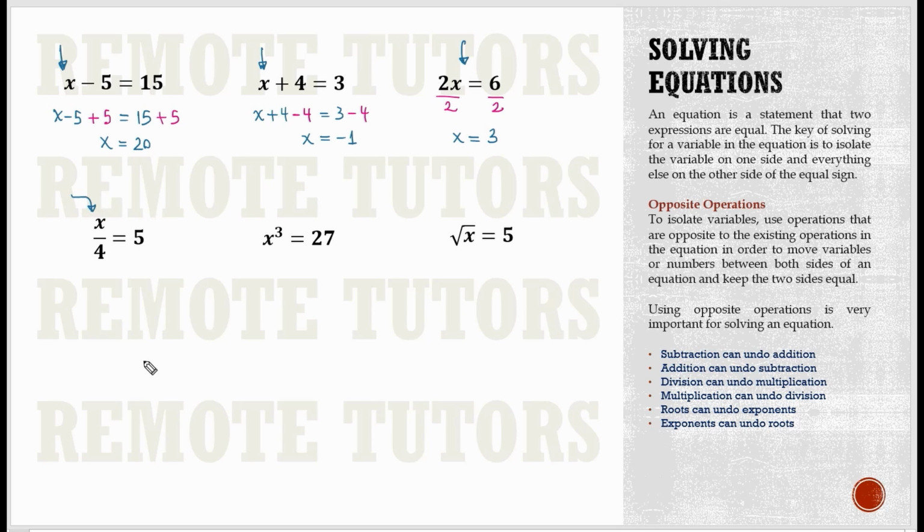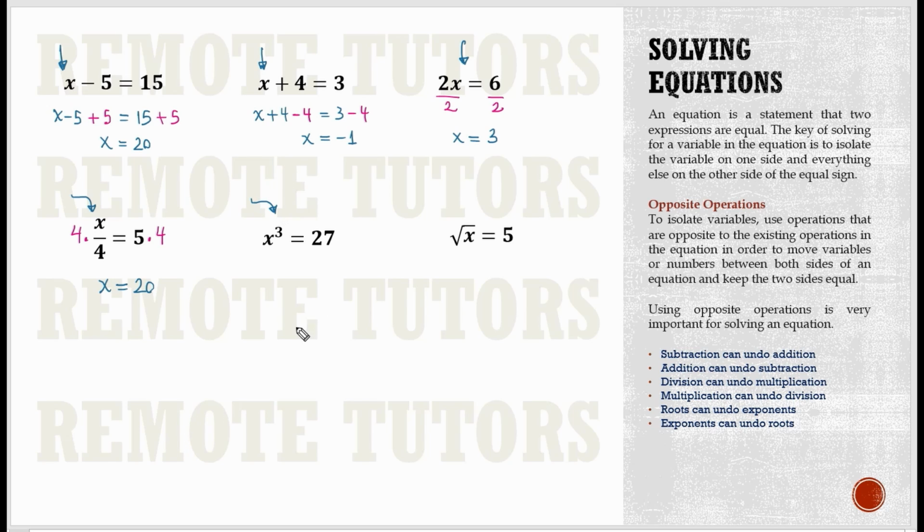In the next example, in order to solve for x, we need to remove divide by 4, and the opposite of divided by 4 is multiply by 4. So we multiply by 4 both sides, so we get that the value of x is 20.